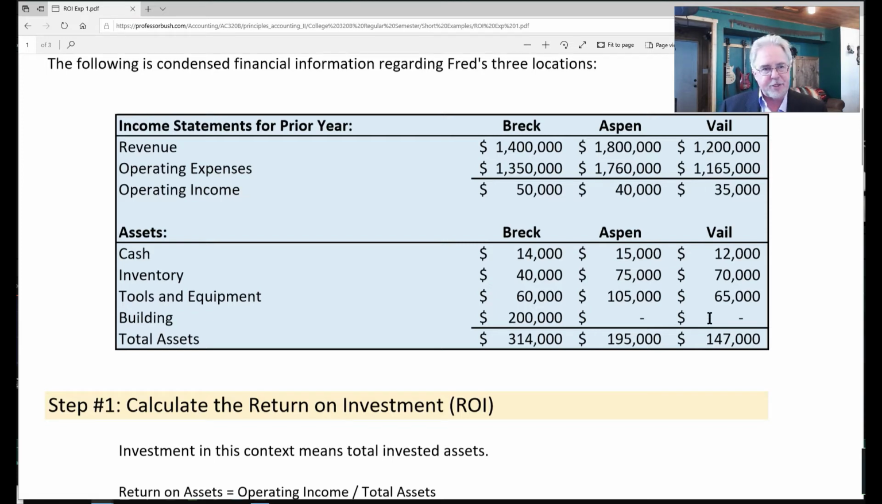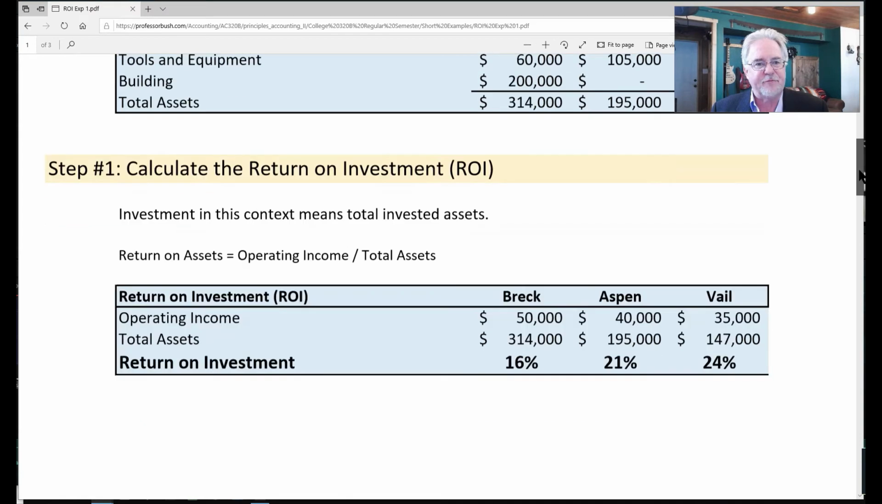What we're going to do is simply compare the operating income with the total assets and just see that relationship. It's called return on investment. It's real easy. So here's the formula, folks. All you do is take that operating income, divide it by the total assets that were used to generate that income.